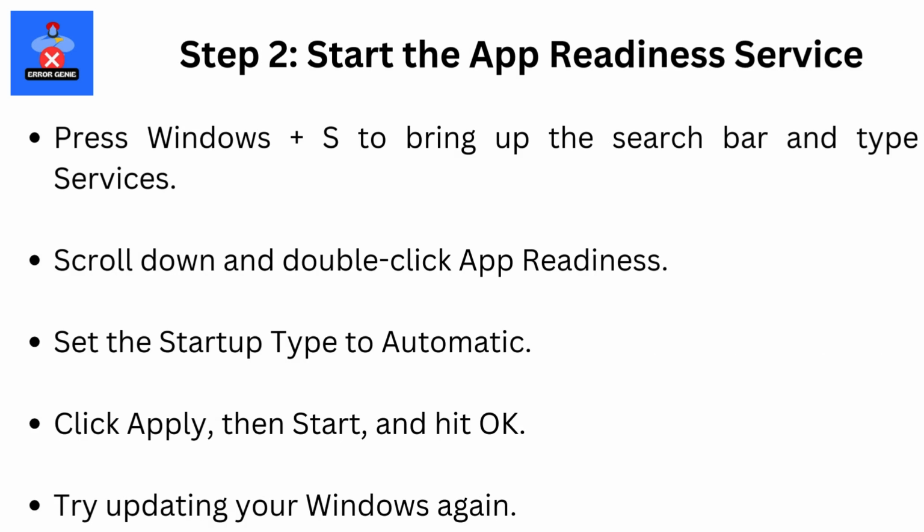Step 2. Start the App Readiness service. Press Windows + S to bring up the search bar and type Services. Scroll down and double-click App Readiness. Set the startup type to Automatic. Click Apply, then Start and hit OK. Try updating your Windows again.